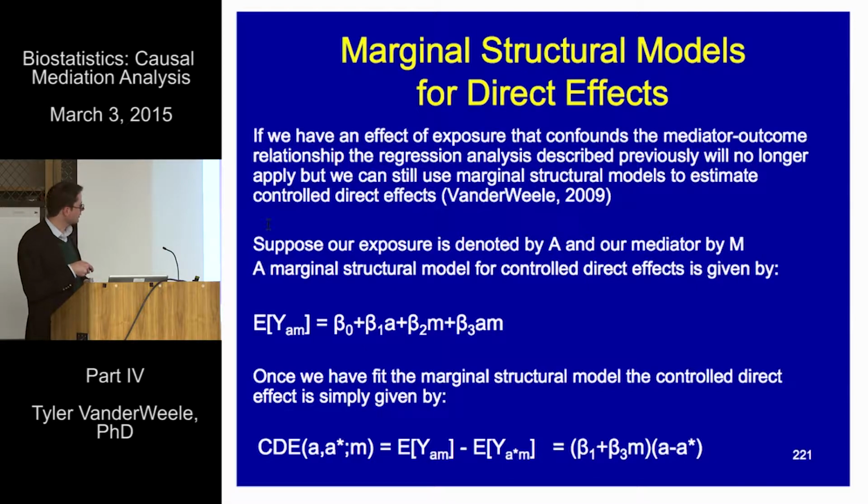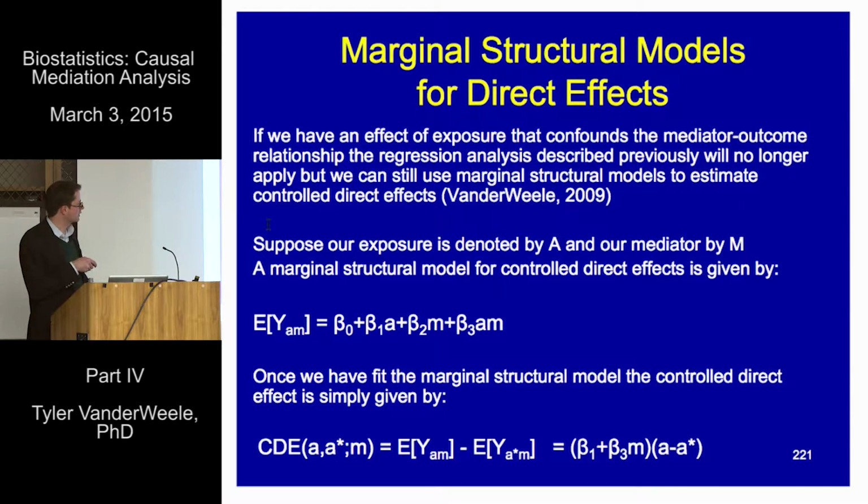A marginal structural model is a model for the counterfactual outcome, Y^{a,m}. So we model that directly in terms of main effects for the exposure and mediator. We can allow for exposure-mediator interaction. If we could fit this model, and we really can't directly because we don't know the counterfactuals for everyone in the population, but if we could fit the model, then our controlled direct effect is just beta 1 plus beta 3 m. So the challenge comes in fitting this model.